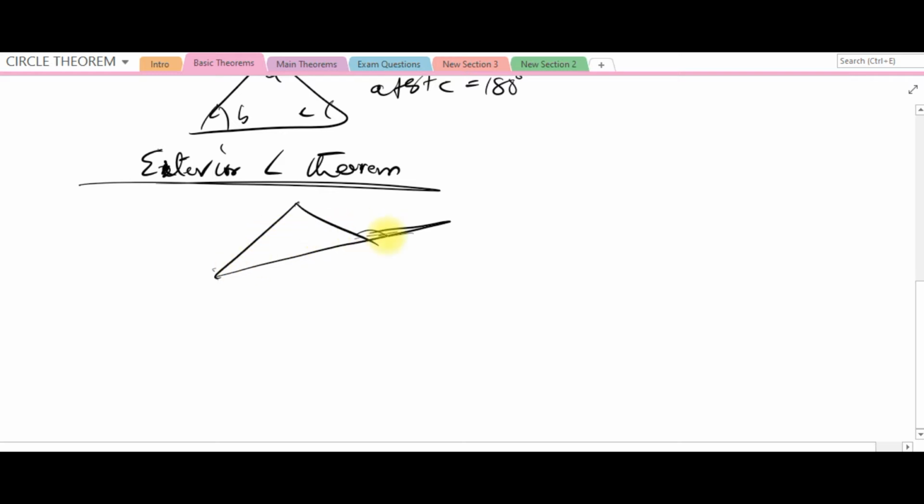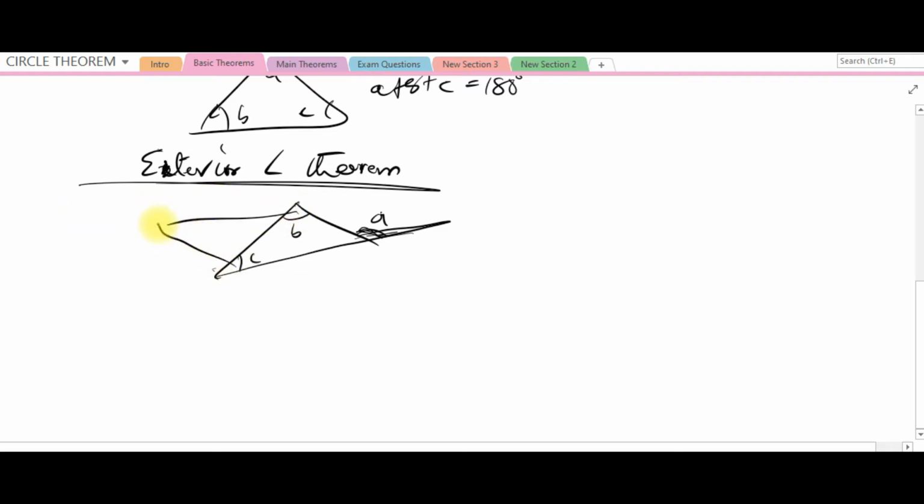So this is an exterior angle. Let's call it A. Now, the other two triangle angles that don't form a linear pair with A. Linear pair, that is angle on a straight line. The other two angles, apart from the one that forms a linear pair with A, are called the remote interior. So we are saying that B and C are the remote interior.